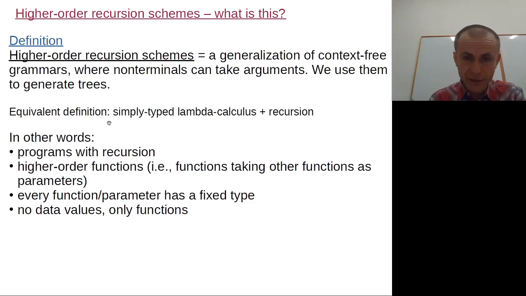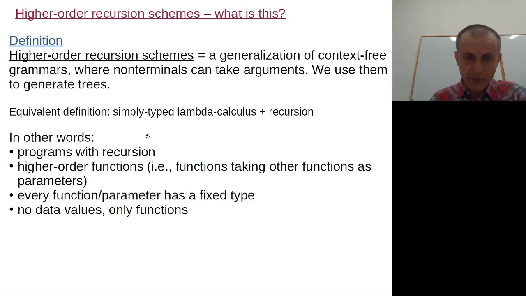Okay, what are these recursion schemes? This is a generalization of context-free grammars in which non-terminals can take arguments. The arguments themselves can also take arguments. Moreover, we use this formalism to generate trees instead of words. It can also be said that this is a lambda calculus in which we consider the simply typed fragment and we add the operator of recursion.